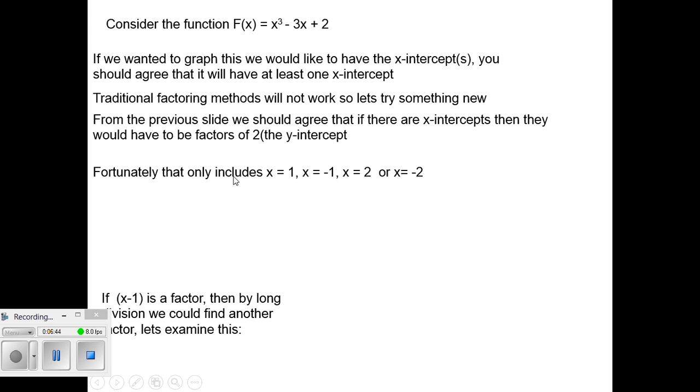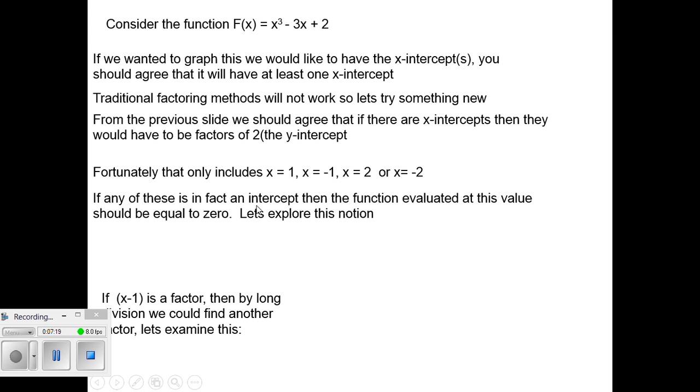Thankfully, that's a prime number, right? So among the values we want to try, plug in 1, plug in -1, plug in 2, plug in -2. We know this could have at most 3 factors, but at least 1. So, again, from the previous page, if we can evaluate the function at one of these values and it produces 0, then we know we're going to have a factor. So, let's see what happens when we do this. That's the note right there.